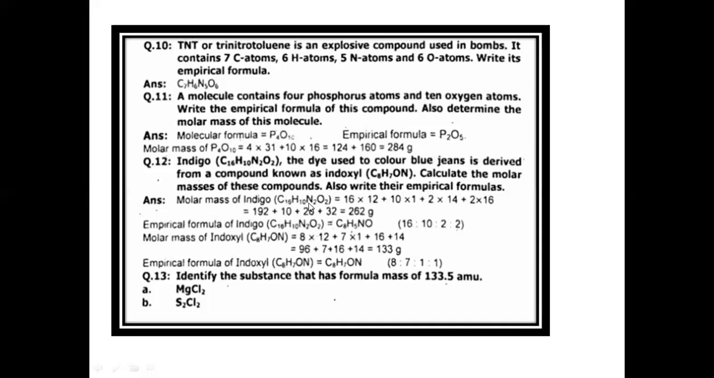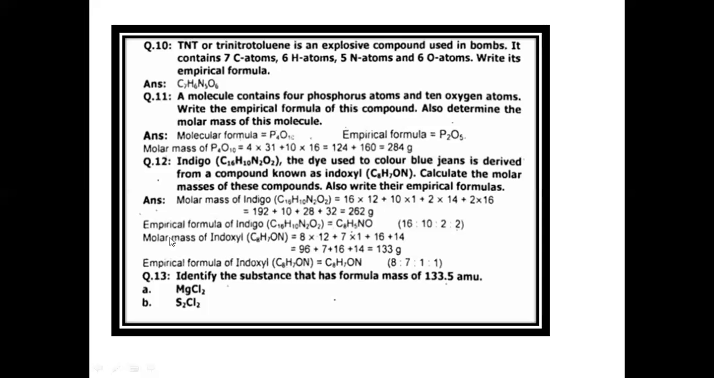First, we will find out the molar mass of indigo: 16 times 12, 10 times 1, 2 times 14, and 2 times 16. 192 plus 10 plus 28 plus 32 gives 262 grams, the molar mass of indigo. And the empirical formula of indigo is C16H10N2O2. Yes, we can simplify it by 2: 2 eights are 16, 2 fives are 10, 2 ones are 2, 2 ones are 2. So C8H5NO. This is the first one.